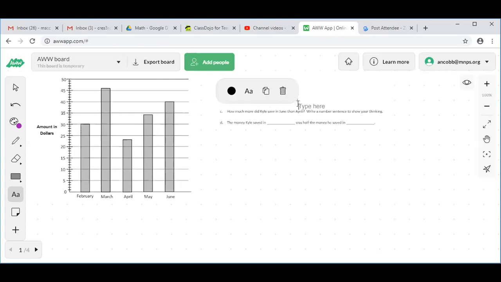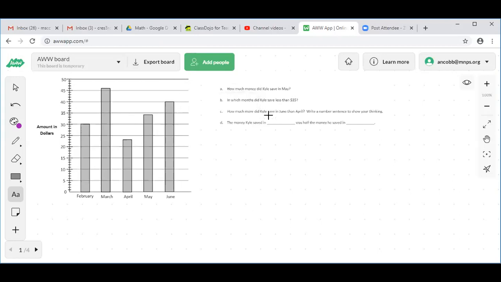So in B, which months did Kyle save less than $35? So I see this is the 35 mark. Now I have to look at the bars that don't meet or match with the 35. So they're going to be below 35. So I see February. Another month is April. And the last month is May. So there are 3 months in total where he saved less than $35. And that's February, April, and May.